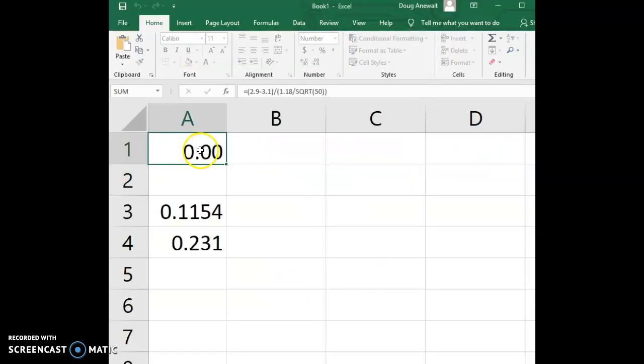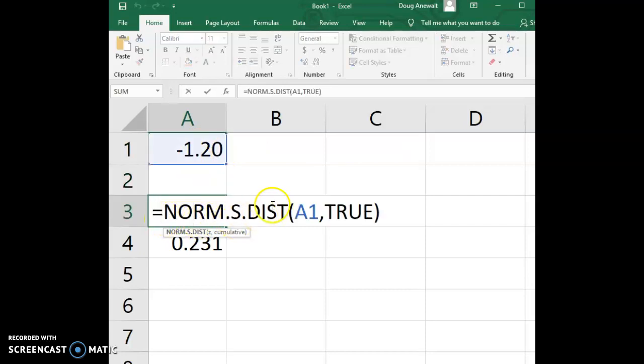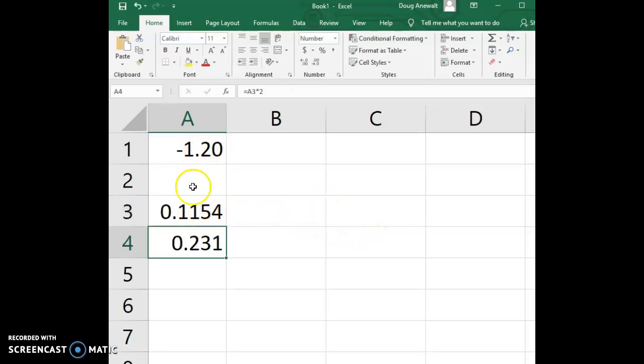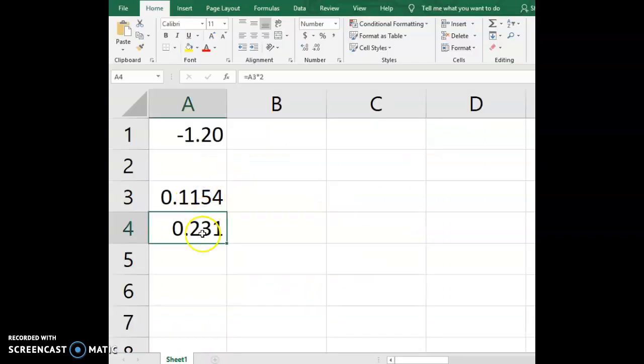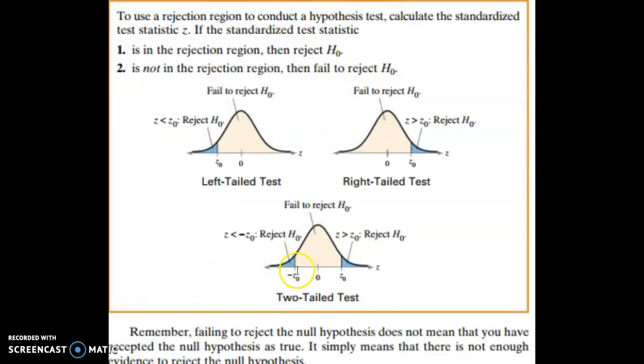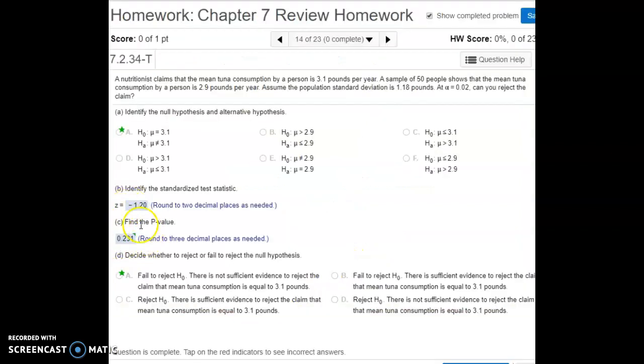So here is our critical value in Excel, NORM.S.DIST, that critical value, TRUE, the probability of being there or even further into the left-hand tail. And we take that value and multiply it by 2, and we get a result for the probability of being either in the left-hand or the right-hand tail from that critical value. To conclude our hypothesis test, we always compare the p-value to our alpha, and since this is larger than alpha, we fail to reject our null hypothesis.